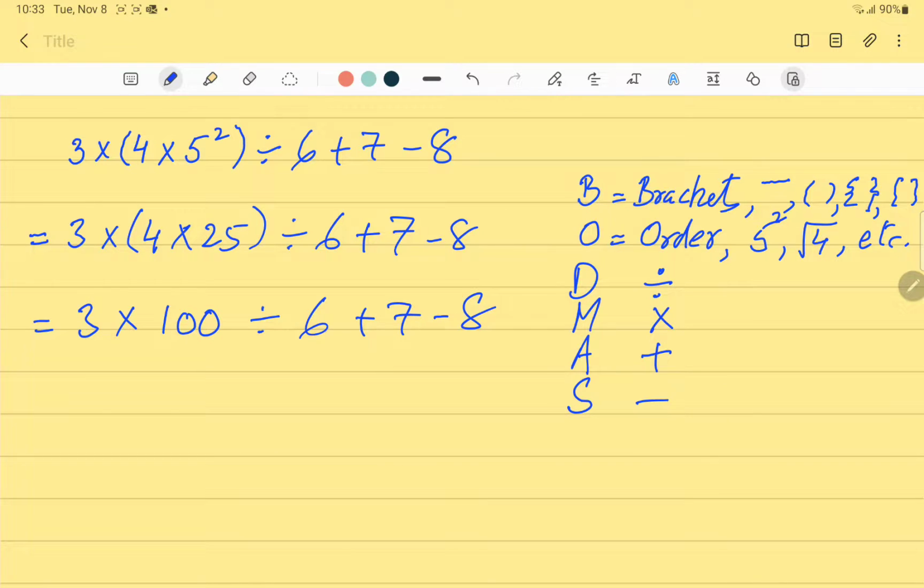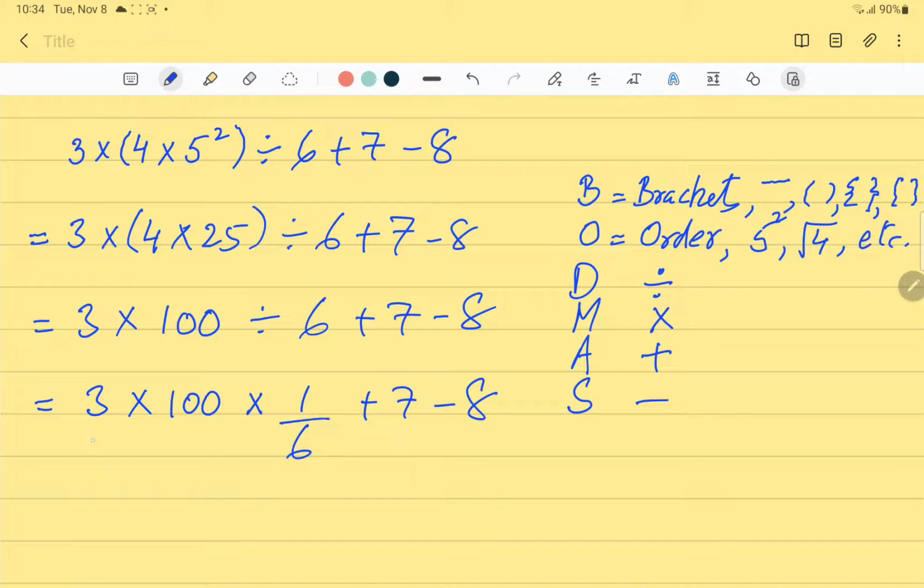Okay, now we have an expression with almost all the signs, that is plus, minus, subtraction, multiplication and division. So we will go for the division first. 3 into 100. We can replace division with multiplication if we write the reciprocal of the number which is written with the division. So reciprocal of 6 will be 1 over 6. Okay, let us solve now.